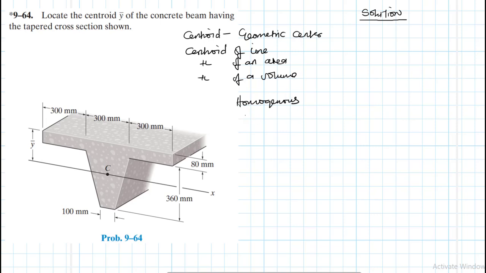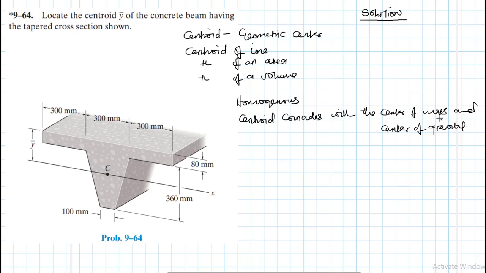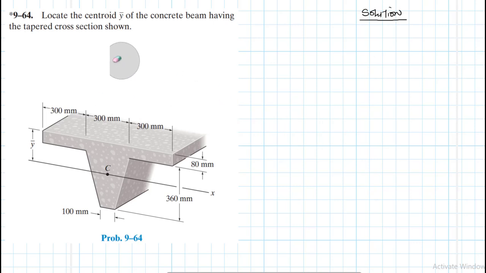And if the material is homogeneous, then the centroid coincides with the center of mass. And if the body is acting in a medium with a uniform gravitational field, then the centroid also coincides with the center of gravity. Right. So let's move on and start working on this problem. We have a concrete beam here with a tapered cross section. Let's find Y bar.